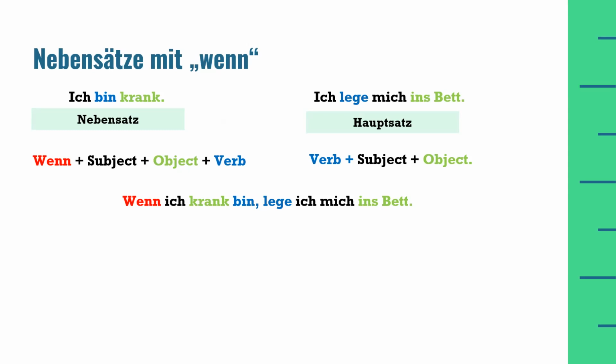Now there are two verbs that are coming one after the other. First verb will be conjugated according to the subject of Nebensatz. Second verb will be conjugated according to the subject of Hauptsatz.